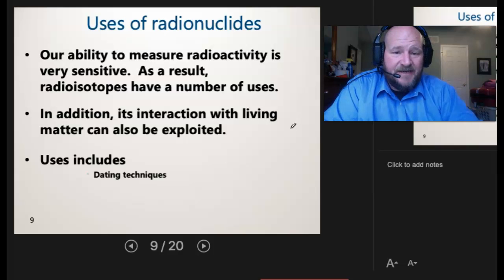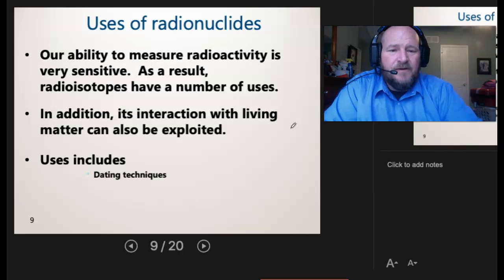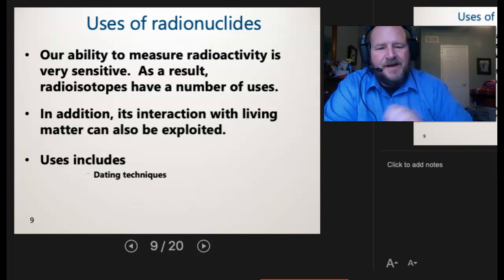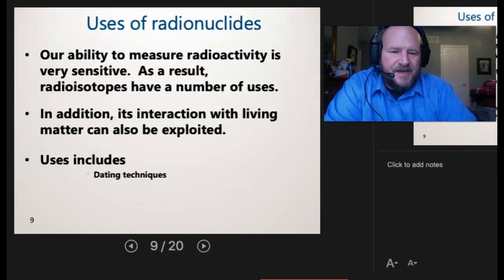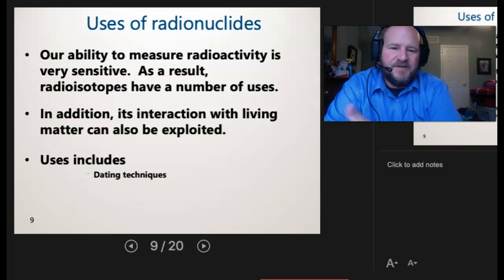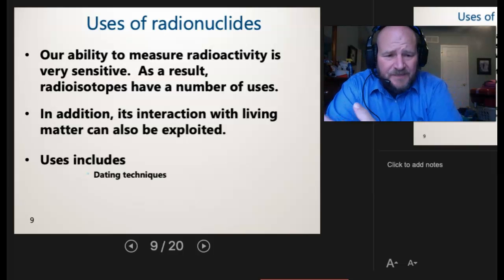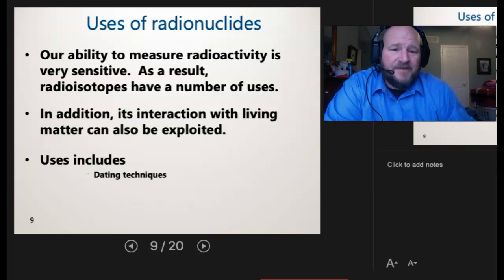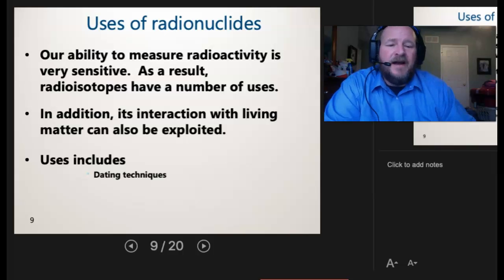Well, there's dating techniques, carbon dating, for instance. You remember the half-life was 5,730 years. And so what we'll do is we'll look at the amount of carbon-14 that's in a sample versus the amount of carbon-14 that's in our material that we want to test. Depending on what that difference is, we'll look at the half-lives being 5,730 years per half-life. And that's how we date things back so far into the past.